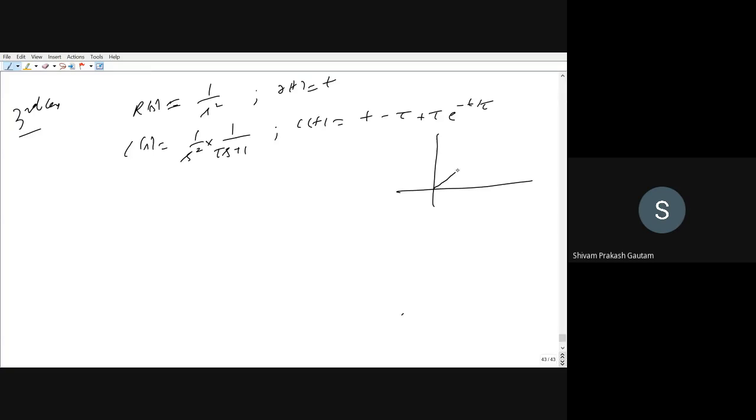Suppose this is our r(t), this is t, and if I want to plot c(t), let's suppose this is our c(t). This is time. I am plotting in the same graph so that it will be more understandable. So this is our c(t). Is it okay? Pink line is output, black line is input. Should we move forward?